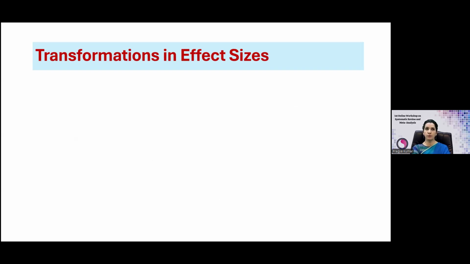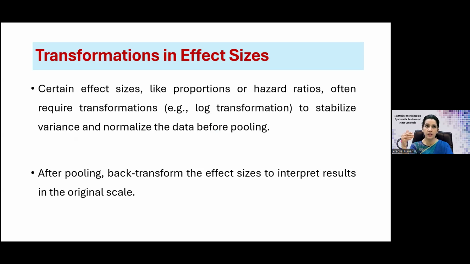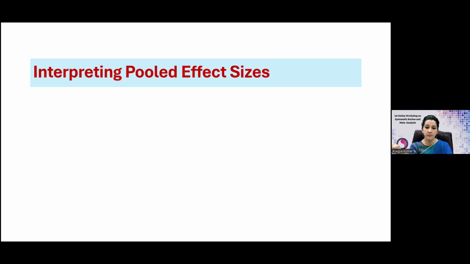So how to do these transformations of the effect sizes? Certain effect sizes like proportion or hazard ratio often require transformation. Why? Because you see their normality, whether they are normally distributed or not. If they are normally distributed, no need to convert them into the log. If they are not, then you need to convert that into log. And after pooling the result, again, you need to back-transform the effect size to interpret the result.